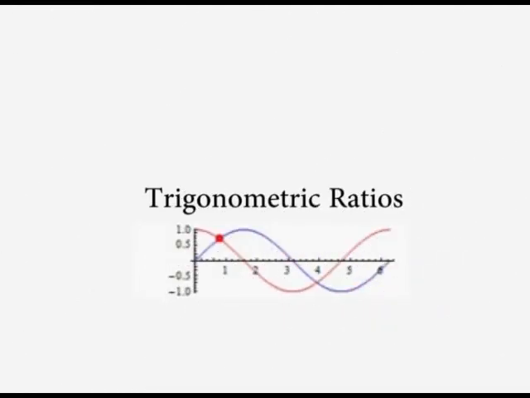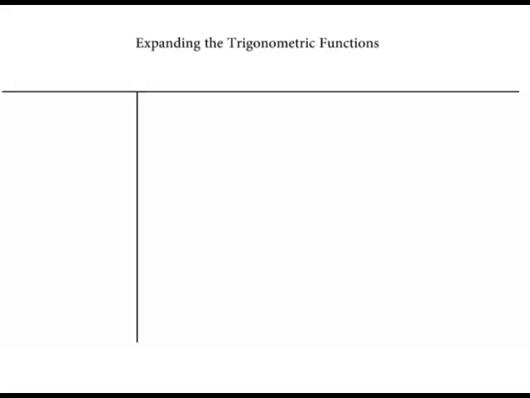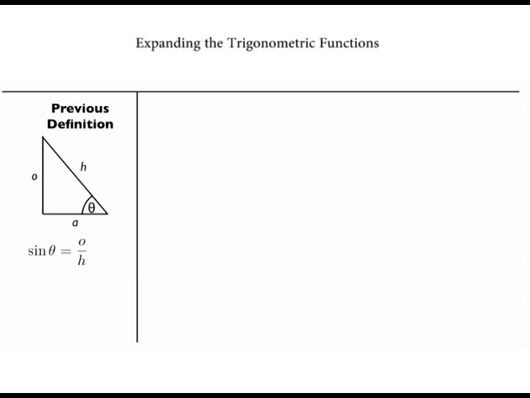Next chapter, trigonometric ratios. So far, we know how to find the trigonometric ratios of angles between 0 and 90 degrees. So if you have a triangle and you have an angle, and because it's a right triangle, theta will be between 0 and 90 degrees. This is opposite, adjacent, and hypotenuse. Sin theta is equal to opposite over hypotenuse, cos theta is equal to adjacent over hypotenuse, and tan theta is equal to opposite over adjacent.